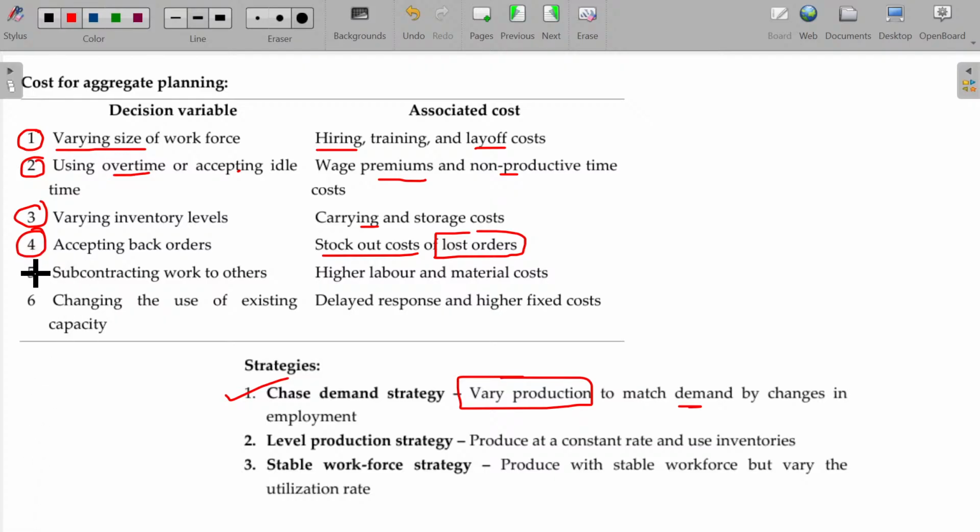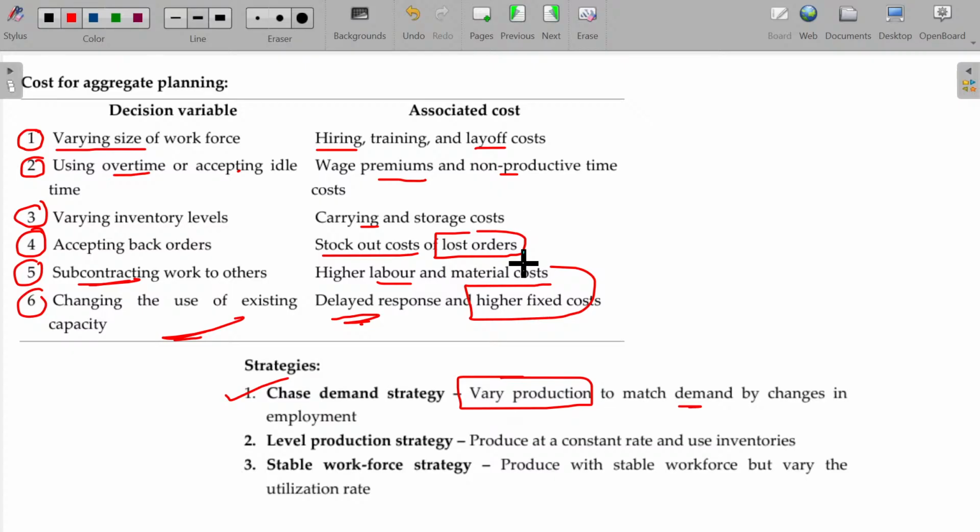And if we constantly produce an extra requirement, you can simply go for subcontracting that. If you go for the subcontracting, the price they demand will usually be higher than the cost we spend for manufacturing ourselves. So higher labor and material cost. And you can change the capacity also. But capacity means installing new machines and all, but it's really costly. Okay, it's not suitable for the short tenure. Delayed response, and higher fixed costs.